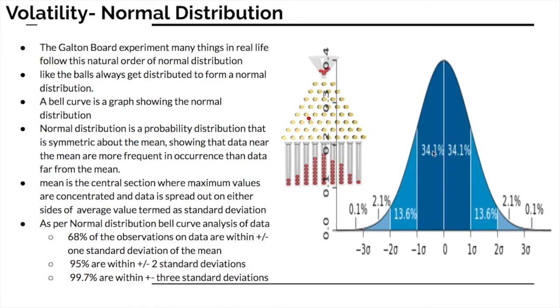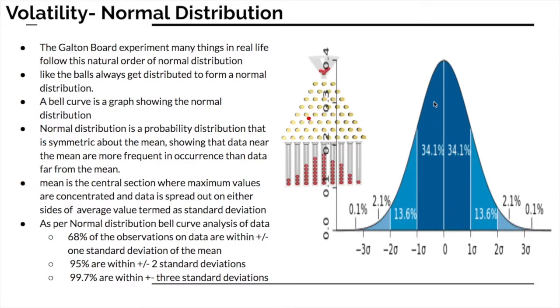According to this, 34.1 and 34.1, so 68% of the people would have a weight of say 40 to 45 range. Some of them will be overweight, which will be falling in this 13.6 on one side, and some will be underweight, which will be falling in this 13.6 on the other. Together, if you see, it's 95%. And there will be some people who are very thin and very fat, right? So they will fall at the extreme left and right side of the graph.